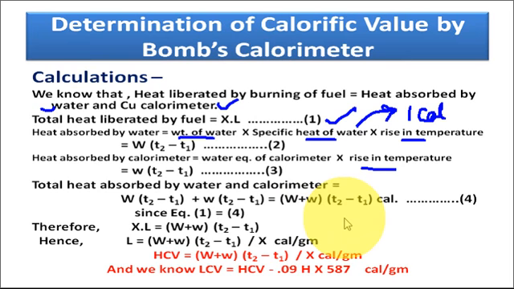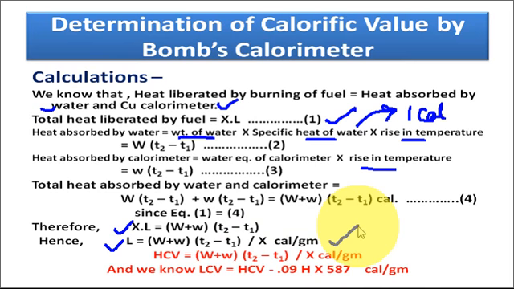So this is the total absorbed energy, and total liberated energy is XL. Both of these must be equal. So XL is equal to (W + w)(T2 - T1), and L will be equal to (W + w)(T2 - T1) by X calorie per gram. This is the HCV of the fuel.